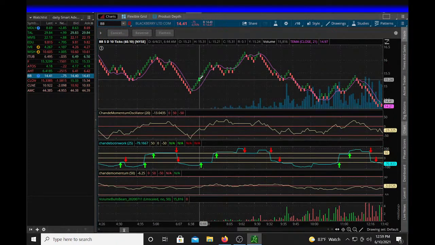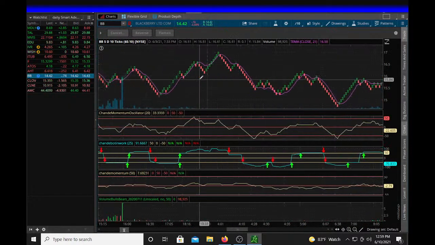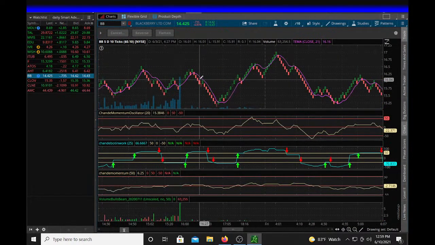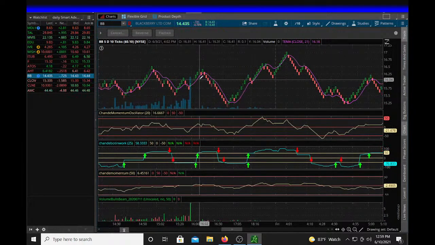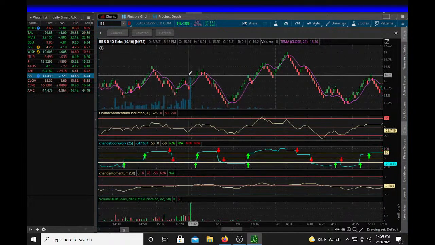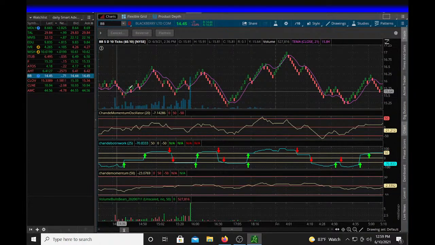You don't have to use a TEMA. You can use a simple moving average, too. I think if you use maybe like an 8, or the standard 9 period, it would probably follow this pretty closely.